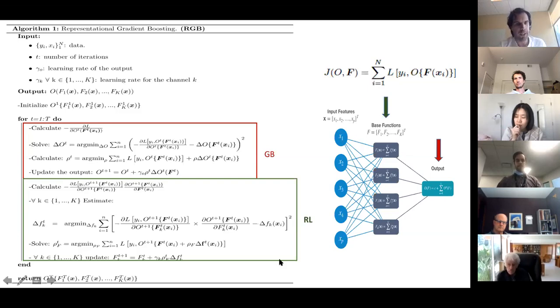Okay, so with this overview of what representational gradient boosting does at the algorithm level, and hopefully you get the idea, let me walk you through the intuition of the algorithms and the experiments that justify those intuitions.